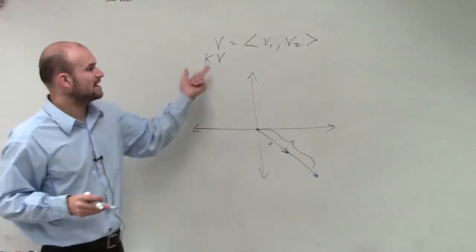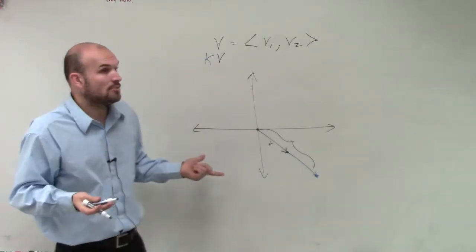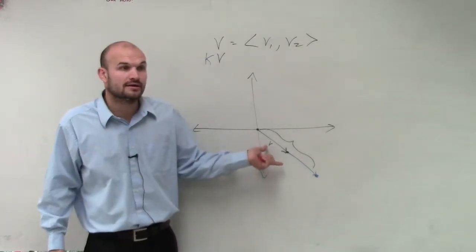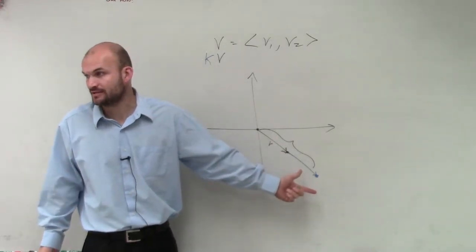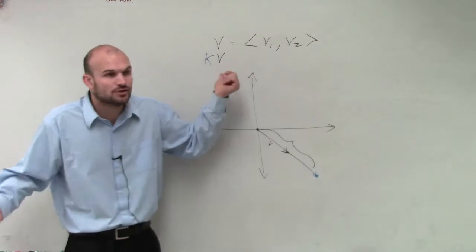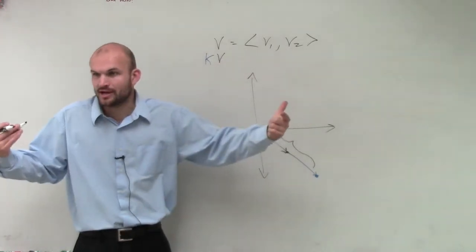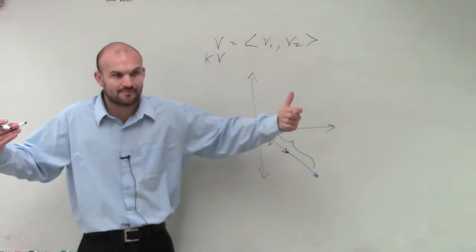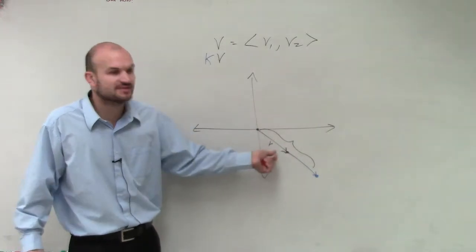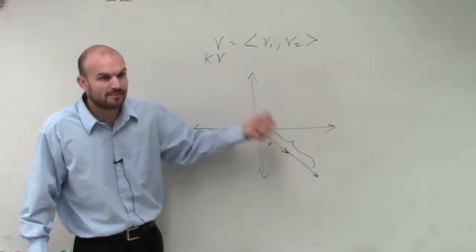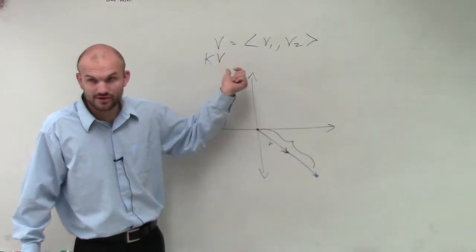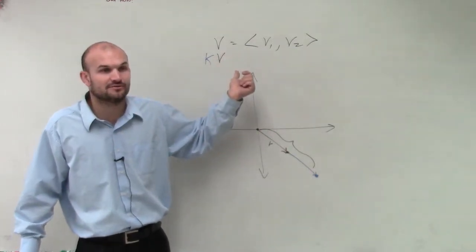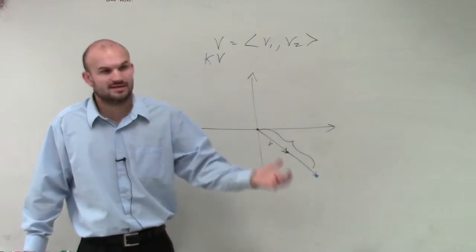If I multiply by a scalar k, any number that's larger than 1 is going to increase the magnitude of your vector. If k is equal to 1, your vector, or your magnitude, remains the same. Think about if my magnitude of this is 5. If I multiply by 1, the magnitude is still 5. If k equals 2, my new magnitude would be 10.